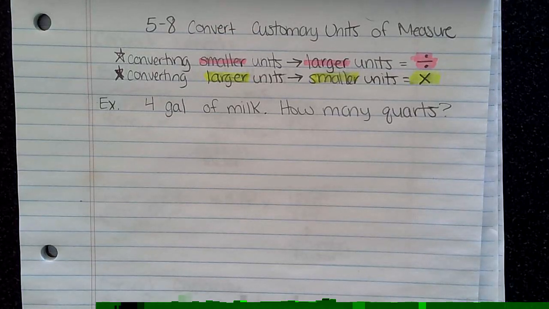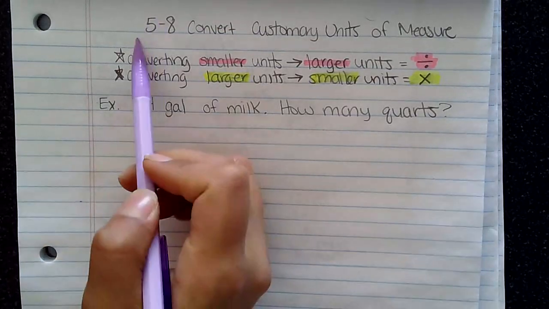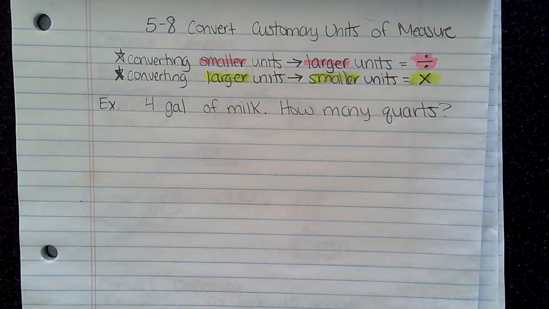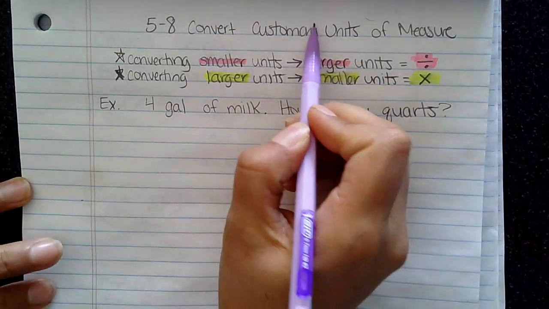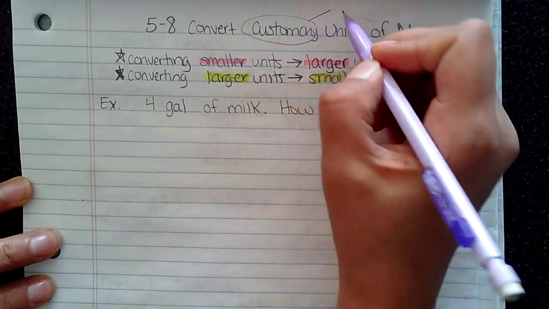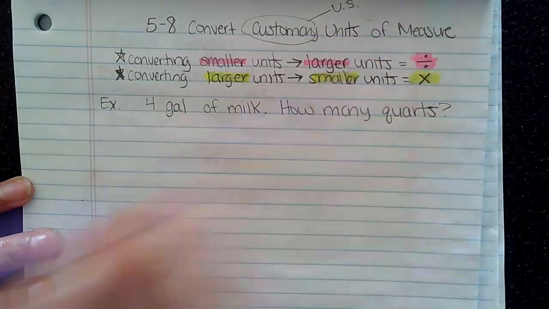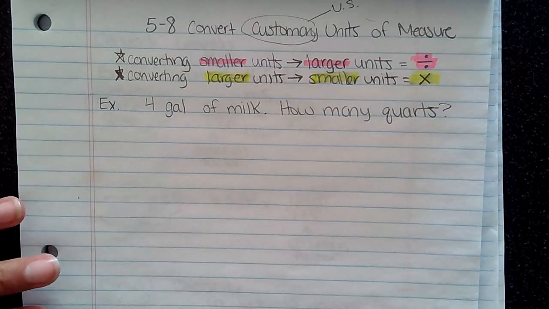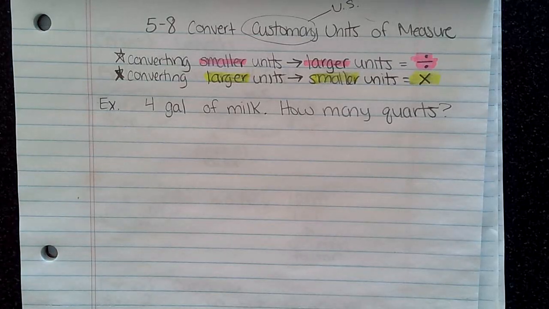All right, this is lesson 5-8, converting customary units of measure. So we're going to be doing customary and we're also going to be doing metric. Customary are the ones that we're used to. These are the ones used mostly in the United States. And metric are used typically outside of the United States. So we'll talk about both of those.